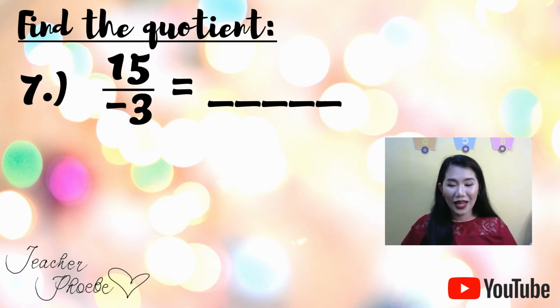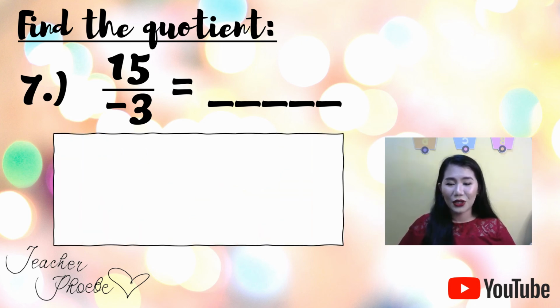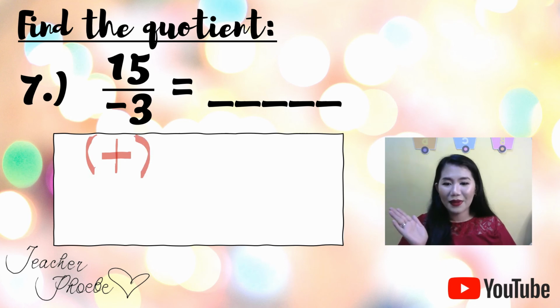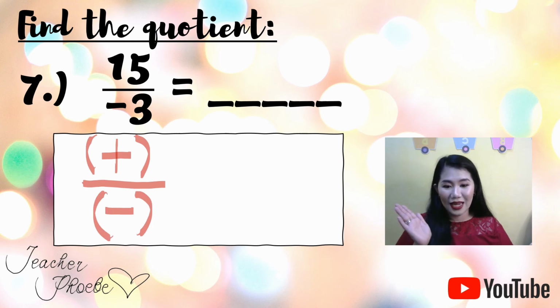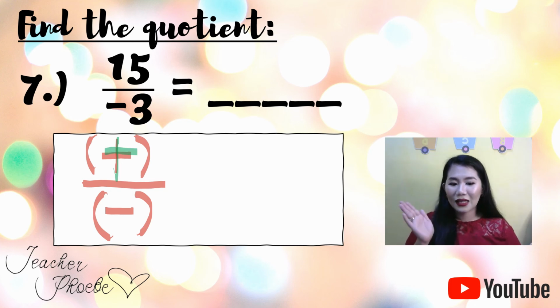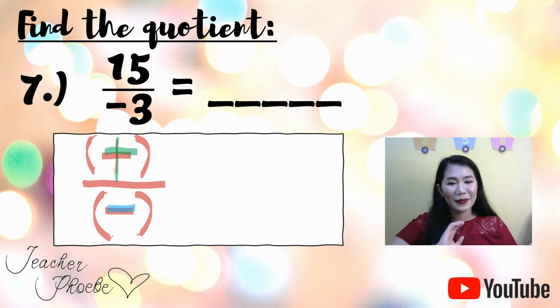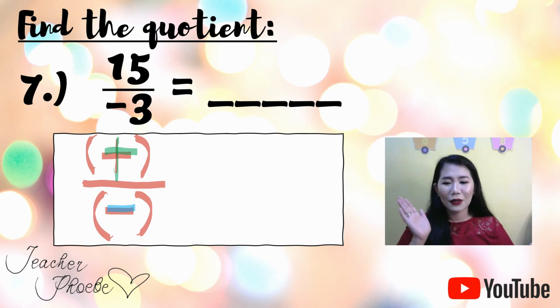15 out of negative 3 or 15 divided by negative 3. So what is the answer to this one? To find the answer to this, first, identify again the sign of your integer. Ano ba yung sign ng nasa numerator natin? Correct. Positive. Ano yung sign ng nasa denominator? Yung 3. Correct. Negative. So, as you can see, kita nyo naman, positive yung nasa taas, negative naman yung nasa ilalim. Magkaiba sila.